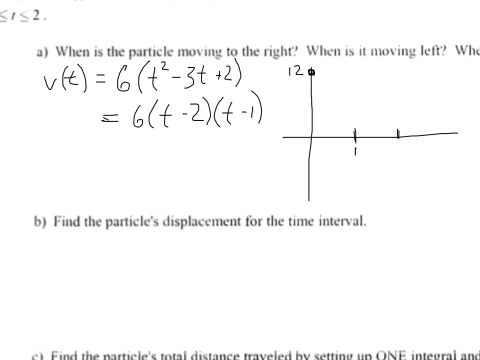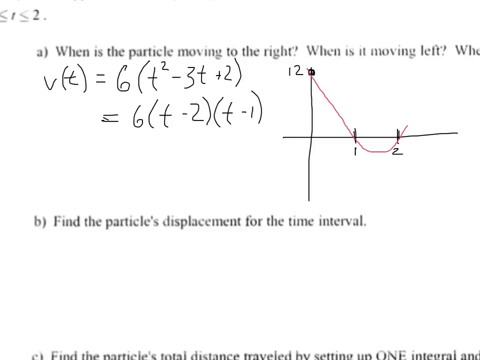and at 2, right, because that's when this whole thing would equal 0, and I know it has to open up. So I put all that together. I know it's going to cross through here, go something like that. And remember that we are just looking at the time from 0 to 2.